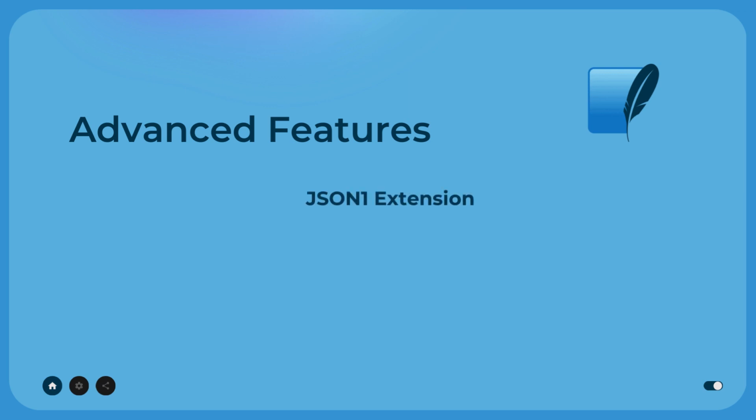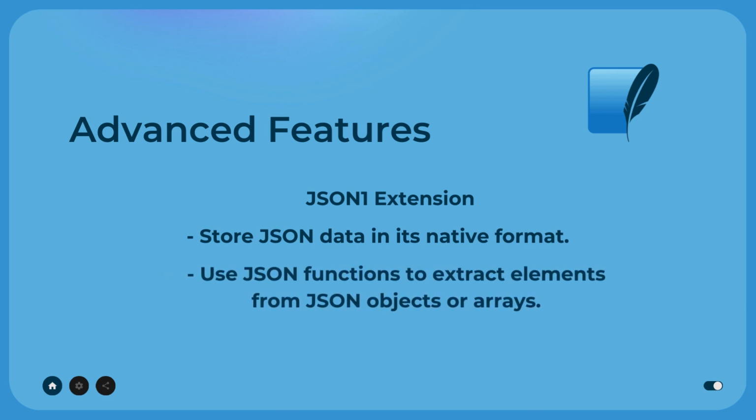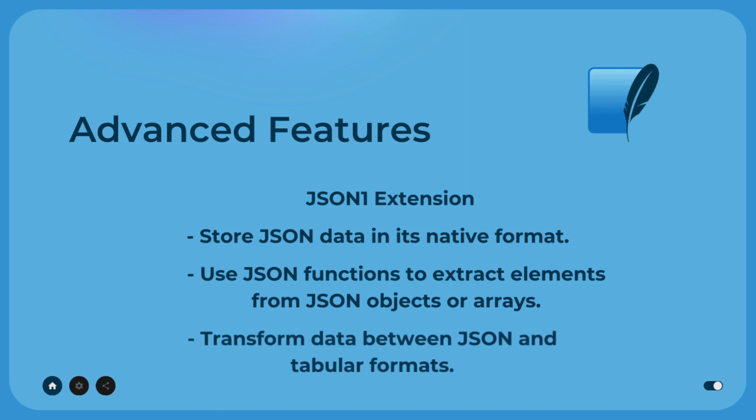The JSON1 extension adds comprehensive JSON support to SQLite, allowing users to store, query, and manipulate JSON data directly within the database. This feature is invaluable for applications that use JSON for data interchange or need to store semi-structured data. With the JSON1 extension, users can store JSON data in its native format, use JSON functions to extract elements from JSON objects or arrays, and transform data between JSON and tabular formats.